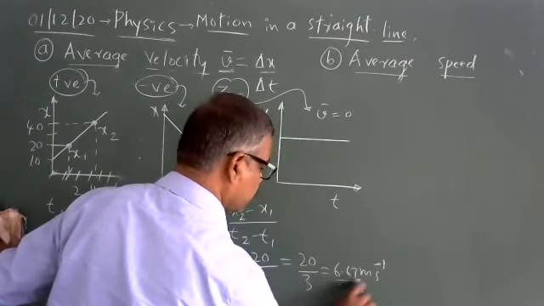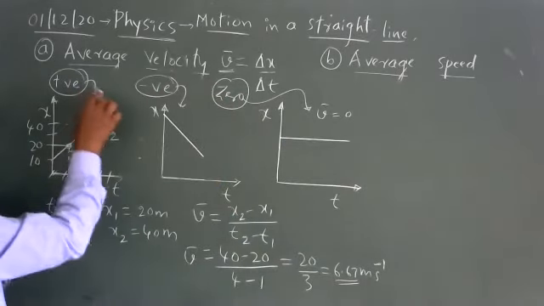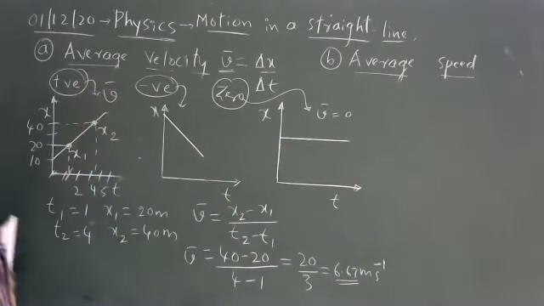Meter per second. So this is positive. I can say V bar is positive. Now, why is this negative? The first one is very clear.